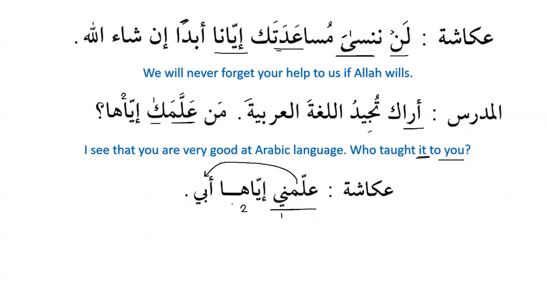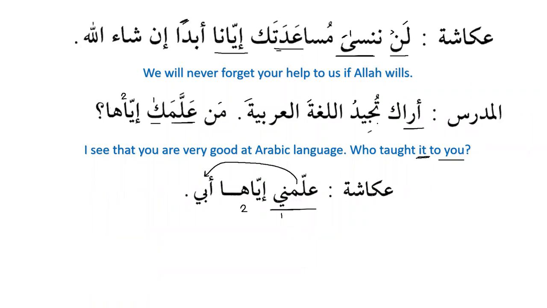And now we can see that in the sentence araka, the ka is the first object, not mudaf ilayh. And the second one, tujidu, is the second object. Yes, anta. Ajada yujidu.